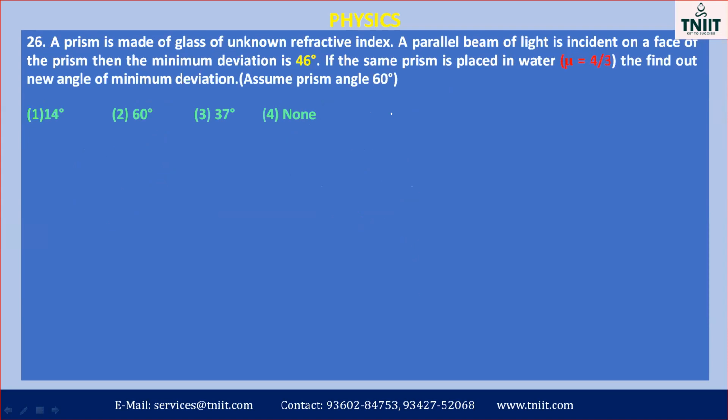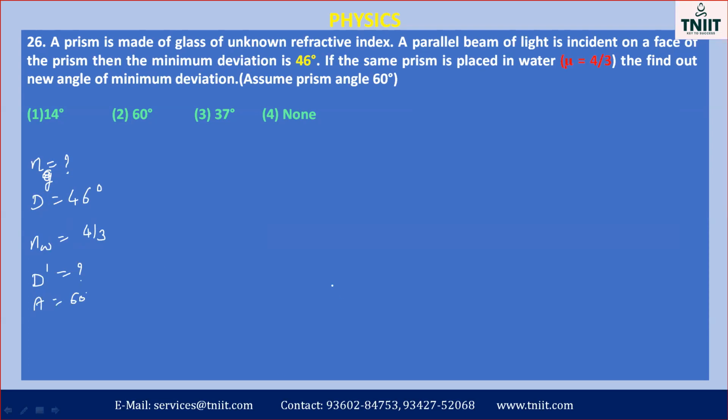Look at the next problem. A prism is made up of a glass of unknown refractive index. You have to find that. A parallel beam is incident on the prism at a minimum deviation of 46 degrees. The same prism is placed in water. The refractive index of water is given, this is for glass I'm talking, this is 4 by 3. Find out the new angle of minimum deviation D dash.